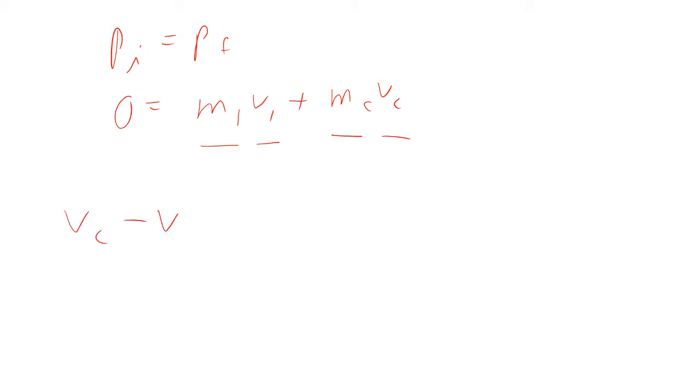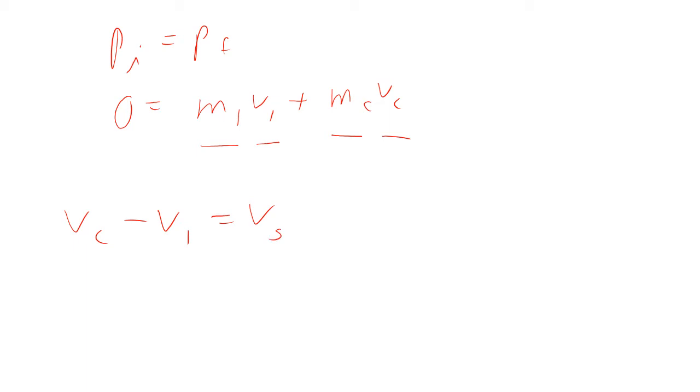Well, initial momentum equals final momentum. So initial momentum is 0. Final momentum is m1 v1 plus mc vc: mass of the cart times velocity of the cart plus mass of the cat times velocity of the cat. Now, what we do know is the separation between the two. So we know the difference between the cat velocity and the cart velocity. The difference between the two is this separation velocity. Okay, that's the relative velocity.